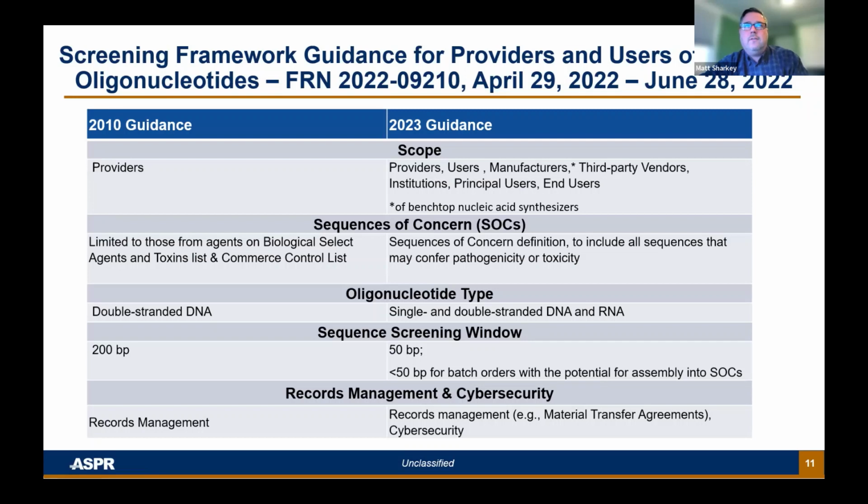Of course, the 2010 guidance is limited to sequences that are unique to biological select agents and toxins or agents listed in the Commerce Control List. The types of oligonucleotides that are subject to the recommendations now include single and double-stranded DNA and RNA. We're suggesting the sequence screening window is decreased to 50 base pairs, given the increasing ease of making larger constructs from small pieces of DNA.